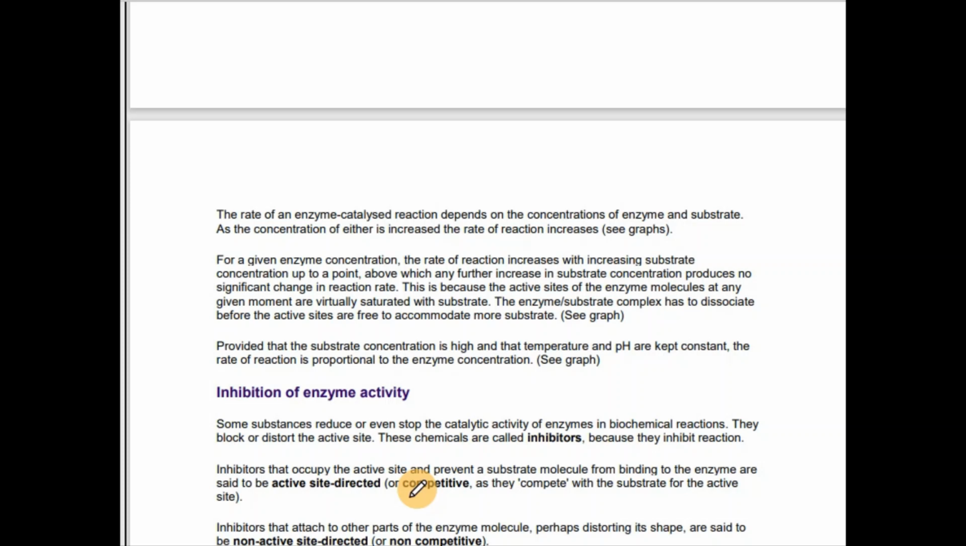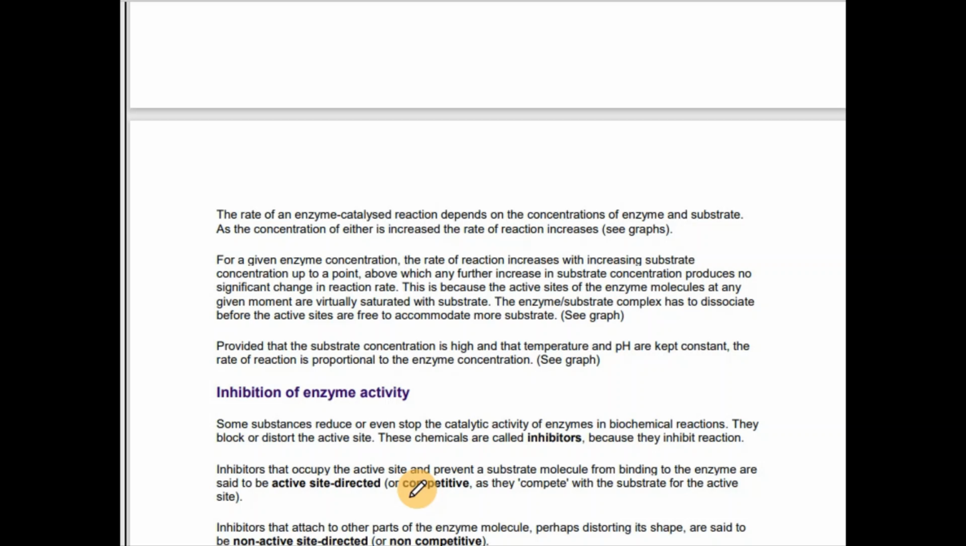Now, if the substrate and the inhibitor have the same conformation, then the inhibitor is going to compete with the substrate for the same active site of the enzyme. So with a competitive one, the substrate and the inhibitor have the same structure. So the substrate can bind the active site, and the inhibitor can also bind the active site. So we say the inhibitor can compete for the same active site of the enzyme. This is what we call a competitive inhibition.